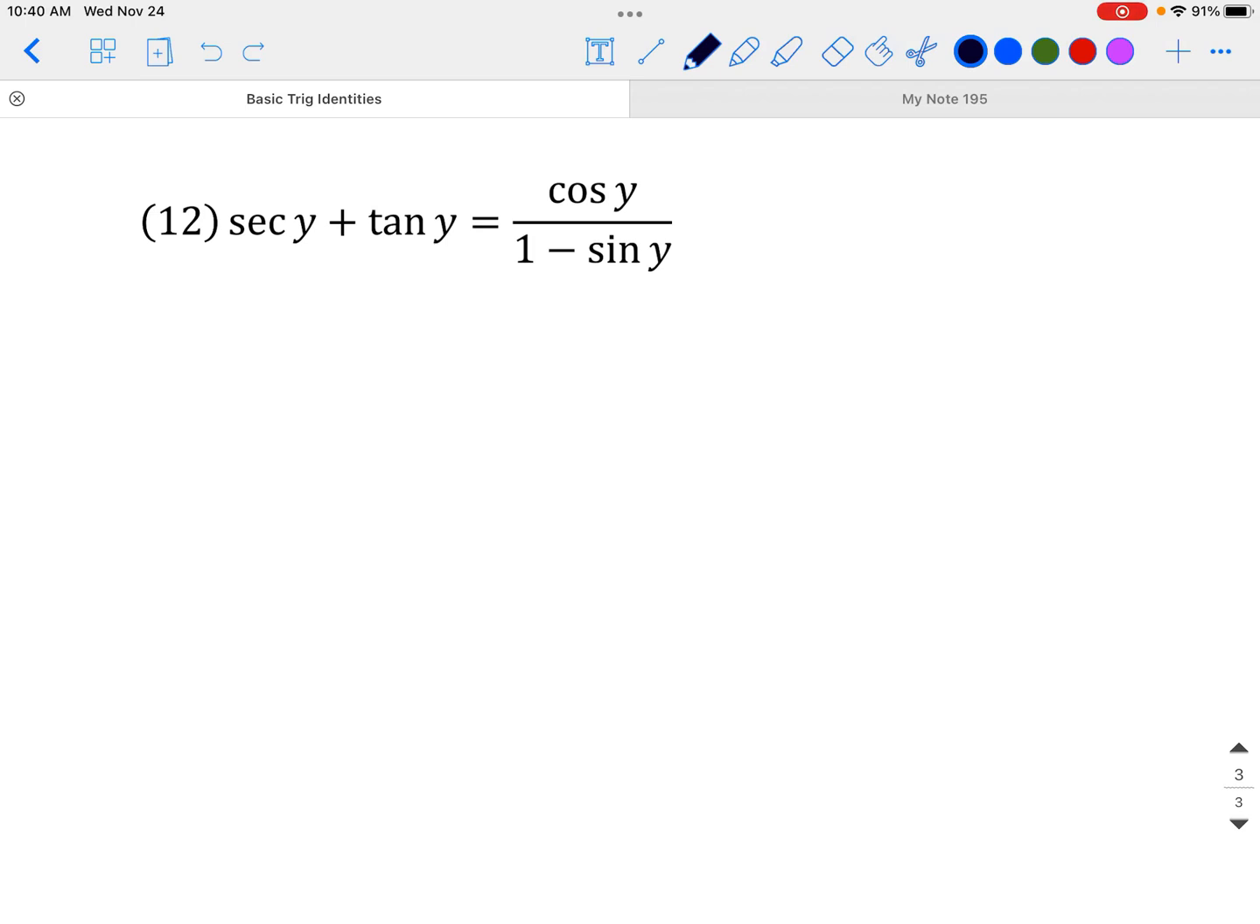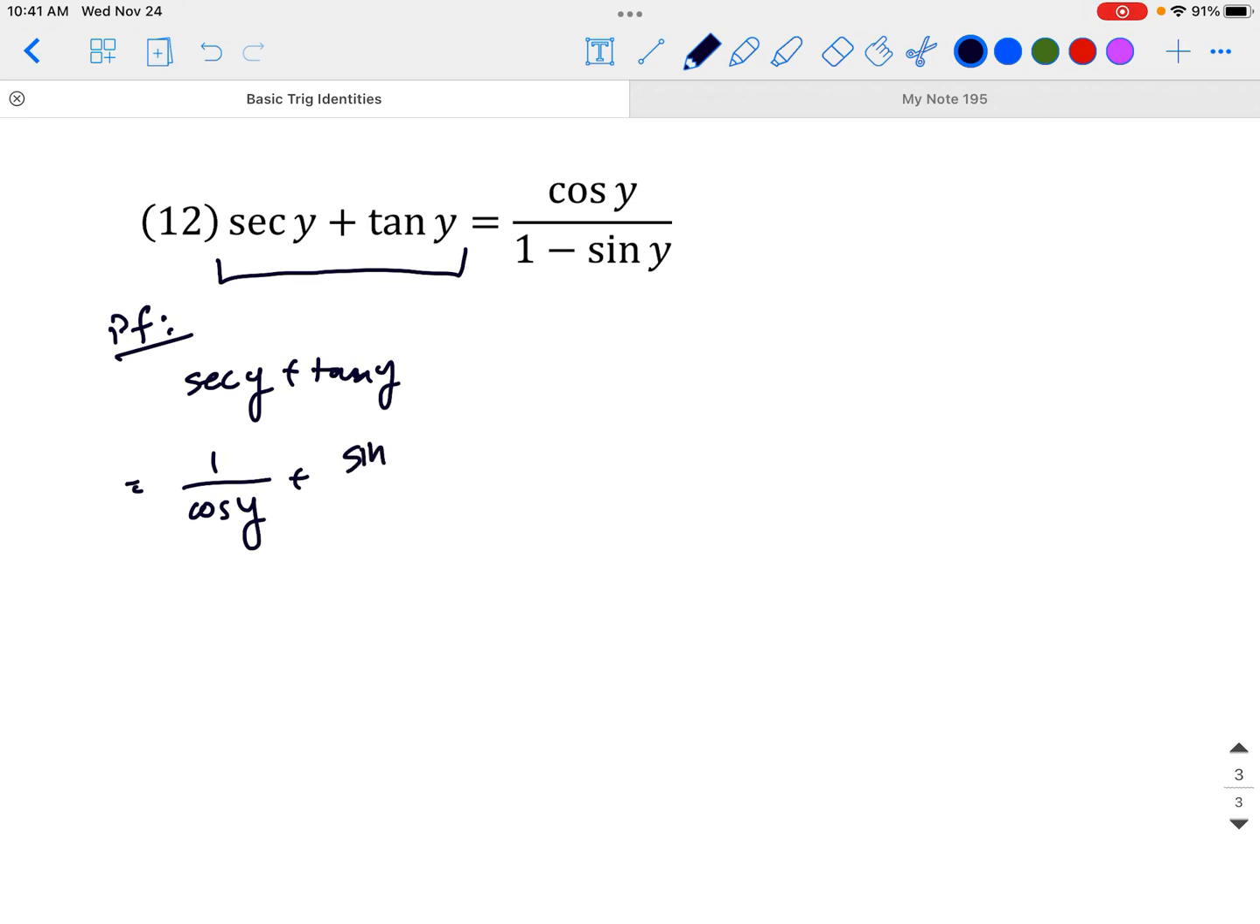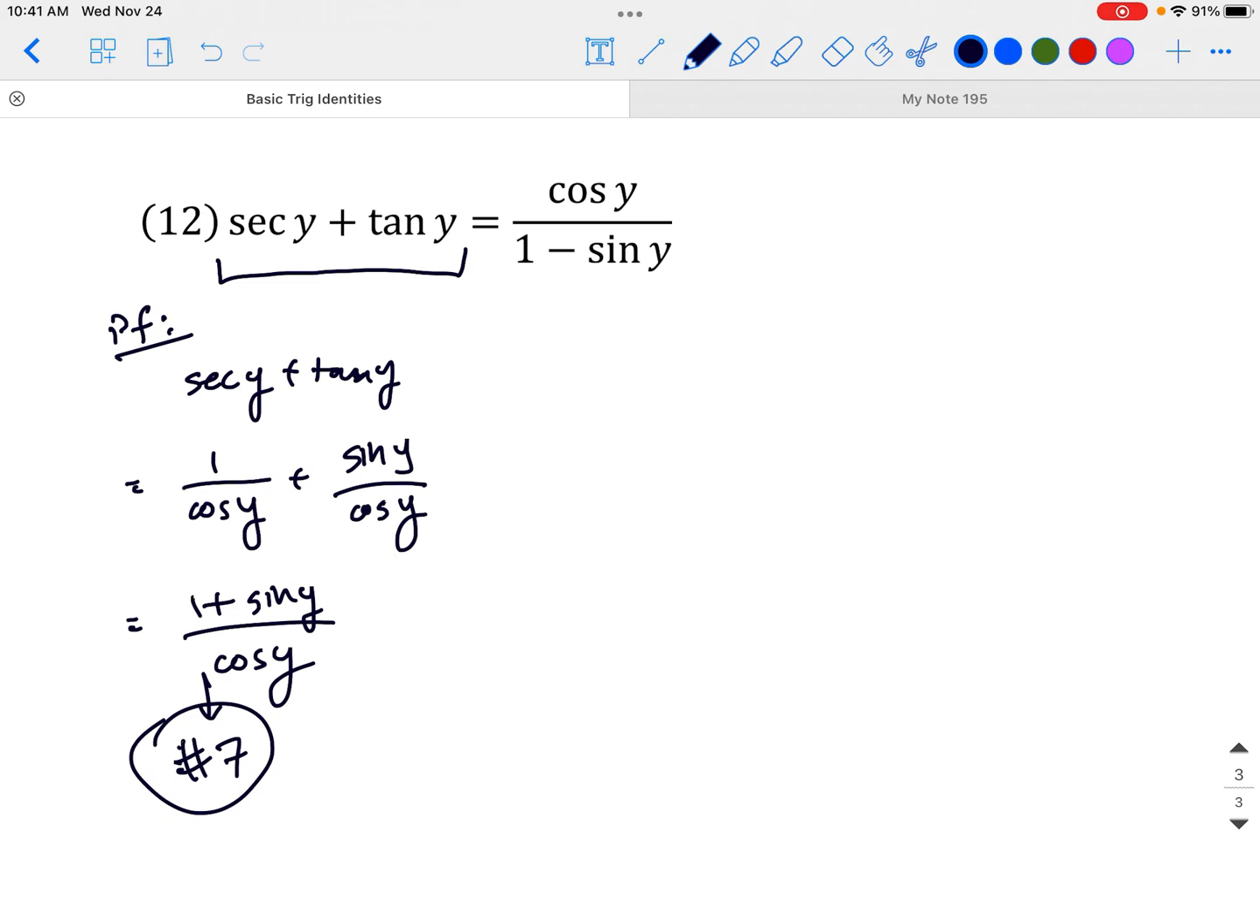So let me take a look at the left-hand side version of this. So if we do the left-hand side, we'll get secant y plus tangent y, which obviously we're going to have to rewrite with sines and cosines. So we've got 1 over cosine y plus sine over cosine. But what is that? That's just 1 plus sine y over cosine y. So from here, we're just going to repeat what we did for number 7. All right, so it's the same exact proof, just with a couple of additional steps.